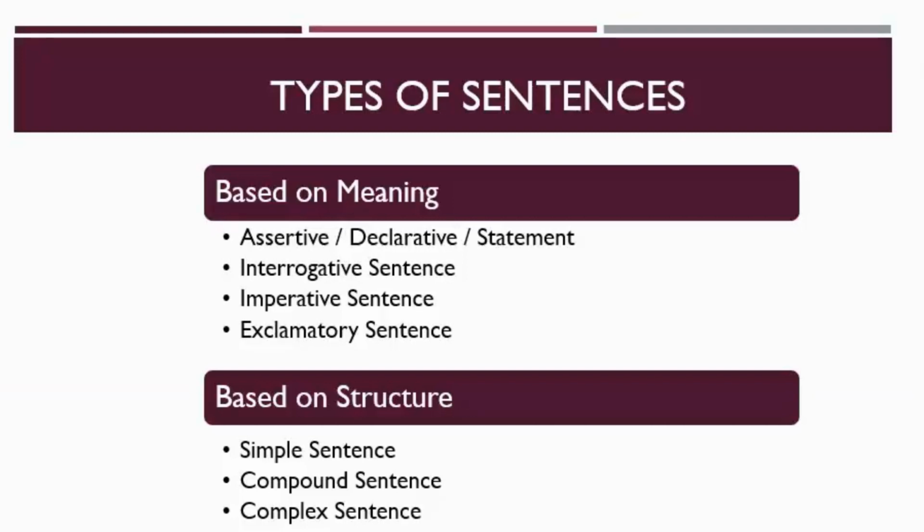The first is assertive or declarative or statement. Don't get confused, it is one and the same. Assertive means it ascertains, declarative means it declares, and the third one, statement, means it states. Second is interrogative sentence, third is imperative sentence, and the fourth is exclamatory sentence. Based on structure, there are three kinds: simple sentence, compound sentence, and the third is complex sentence.